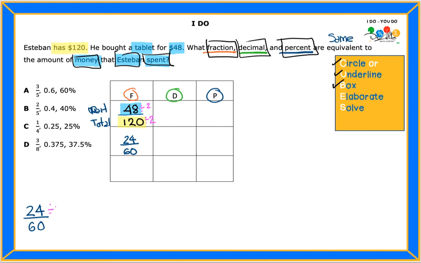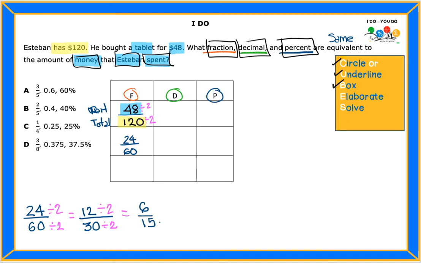We're gonna divide by 2, and we're gonna divide by 2. We already explained on questions 1 and 3 why this works, so we can get equivalent fractions, right? It's just a way to rewrite it. 24 divided by 2, that gets me 12, and 60 divided by 2, that gets me 30. Can I keep dividing by 2? Yes. 12 divided by 2, that gets me 6, and 30 divided by 2, that gives me 15.